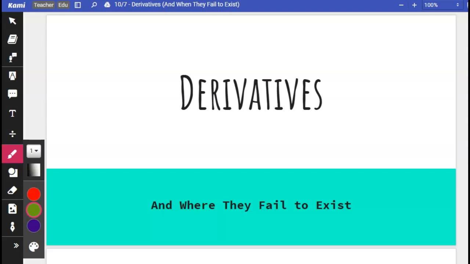Right, so derivatives, of course, but we're looking specifically today at how to determine where they fail to exist, because believe it or not, you will not be able to find the derivative of everything.